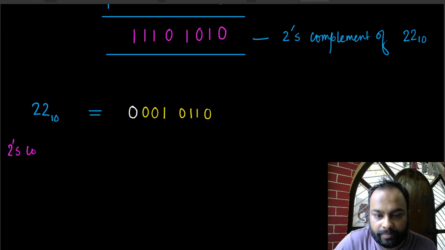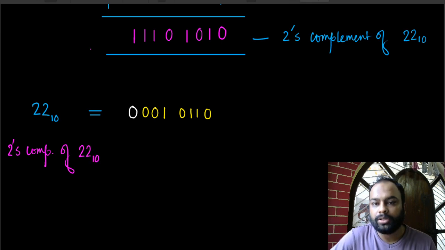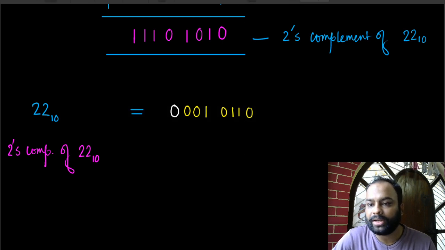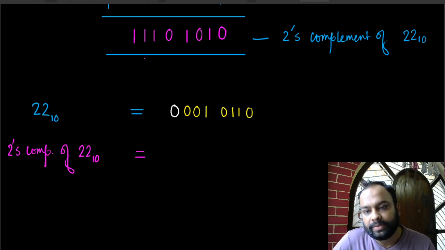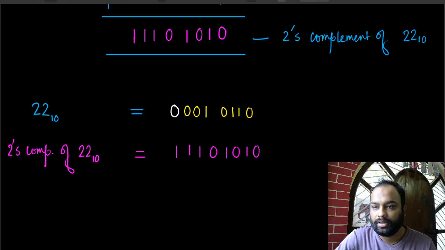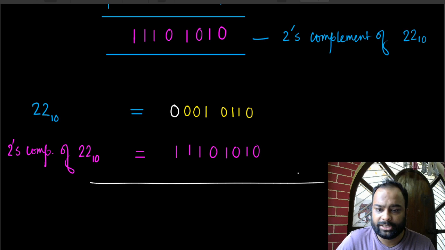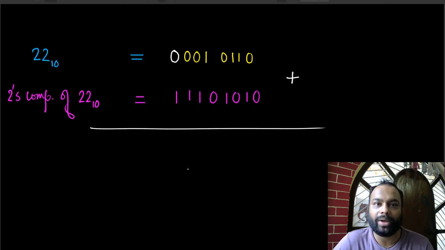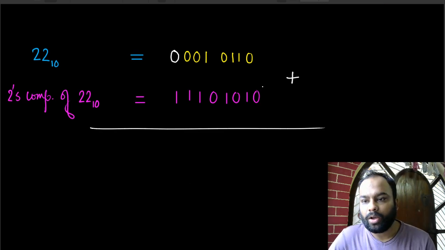2's complement of 22. So 2's complement of decimal 22. What is 2's complement of decimal 22? That's this number: 1, 1, 1, 0, 1, 0, 1, 0. So what if I want to add these two numbers? I'm doing an addition on these two numbers. If I do add these two numbers, what do I really see? What is the sum of these two numbers?